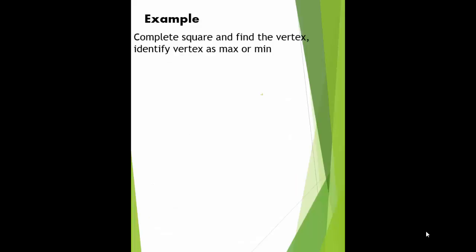We'll take an example. First, we try to complete the square and find the vertex. Also identify the vertex as max or min. Consider this function f of x equals negative 3x squared plus 12x minus 1. So first we try to factor out negative 3 from this. So you can have x squared minus 4x. Easily you can understand this. Also, if you distribute negative 3 into these two terms, you get the first two terms negative 3x squared plus 12x, and I have negative 1 already there.